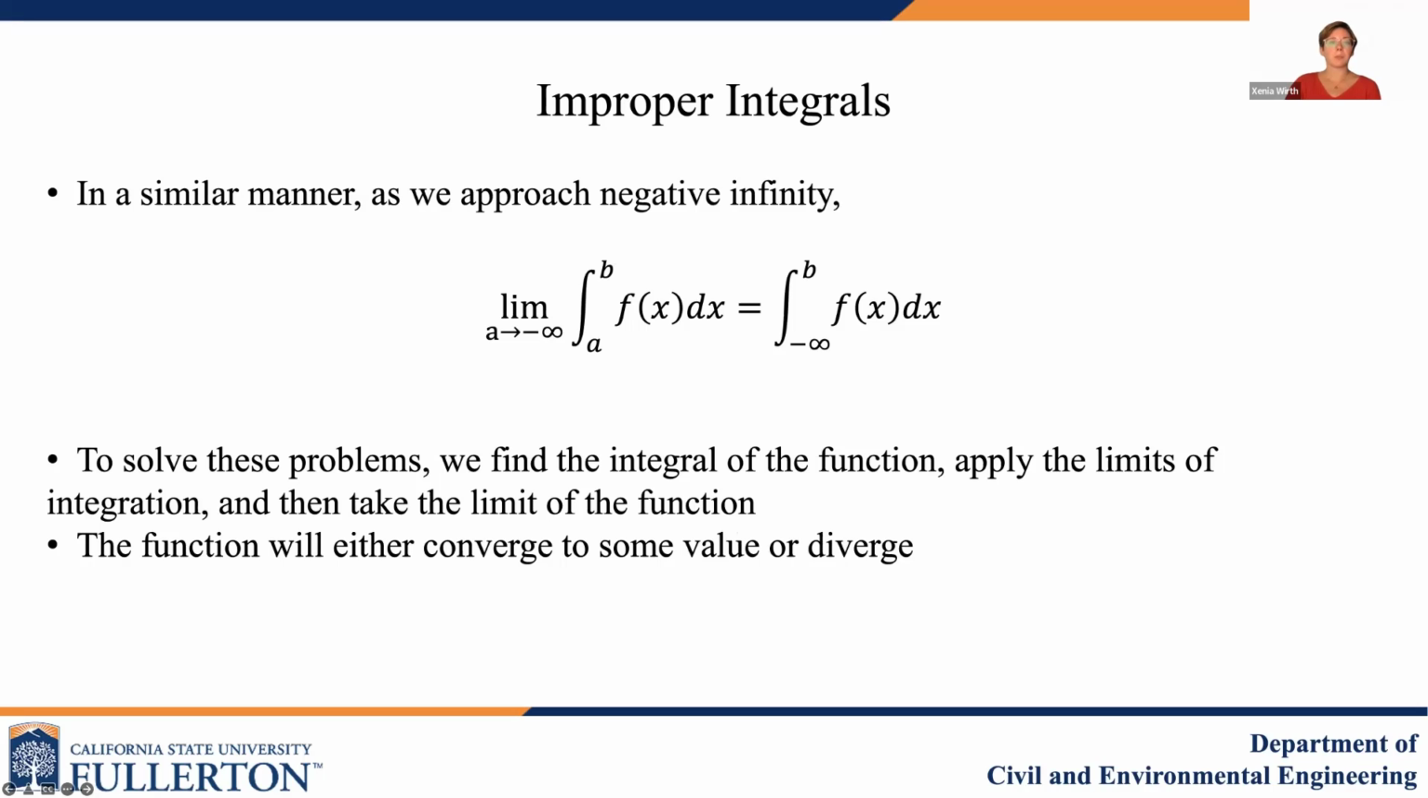We can do the same thing as we approach negative infinity. In this case, we're taking the integral from negative infinity to b of f of x dx, and we put a placeholder value a in for negative infinity, and we take the limit as a approaches negative infinity of this entire function. So that's what we're going to do, and I'll show you a couple examples of how we do that.